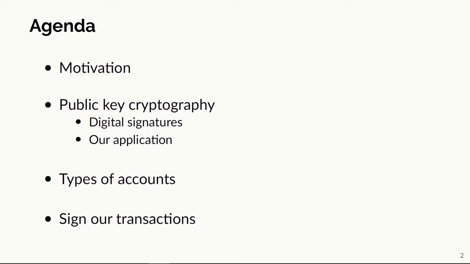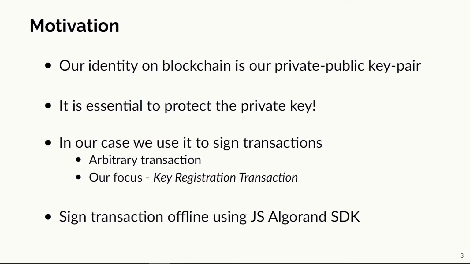So, where do we start? Firstly, we touch a little bit on the motivation: what is our target in this tutorial, and what we want to achieve. In the next part, we cover public key cryptography briefly, touching on digital signatures and later their application in our corresponding steps. We also provide insights into the types of accounts available in Algorand networks. And finally, we go through the demo where we prepare the first signature of our transaction in an offline manner, and later issue the transaction itself using the JavaScript SDK provided by Algorand.